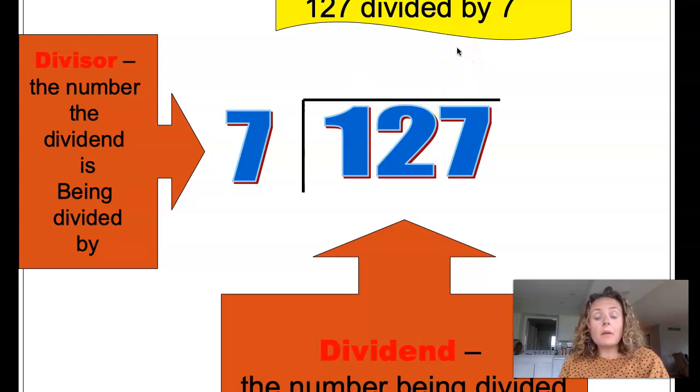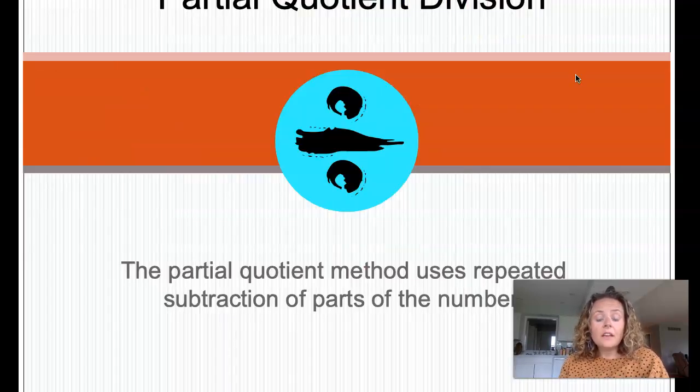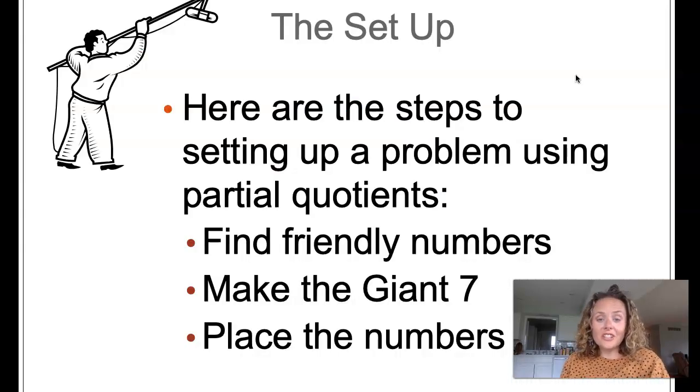So when we're talking about partial quotients, we're talking about using the parts to find the answer to a division problem. So the partial quotient method uses repeated subtraction of parts of a number, whereas with multiplication, we used repeated addition of the parts of a number. Finding partial quotients is using subtraction. So here's how you set up a partial quotients problem.